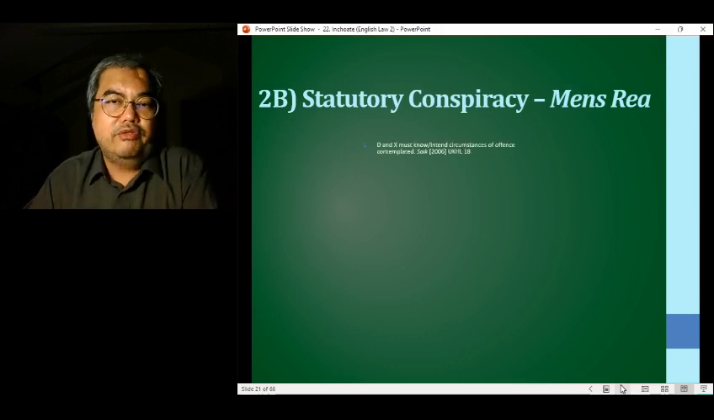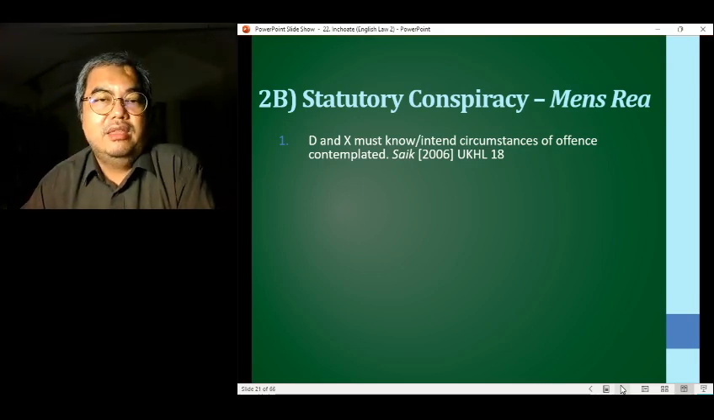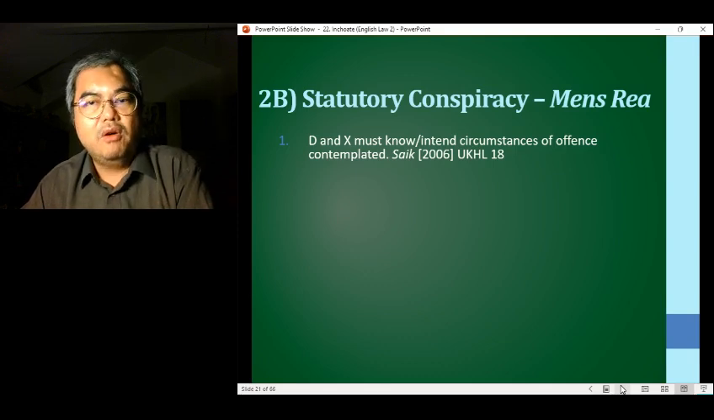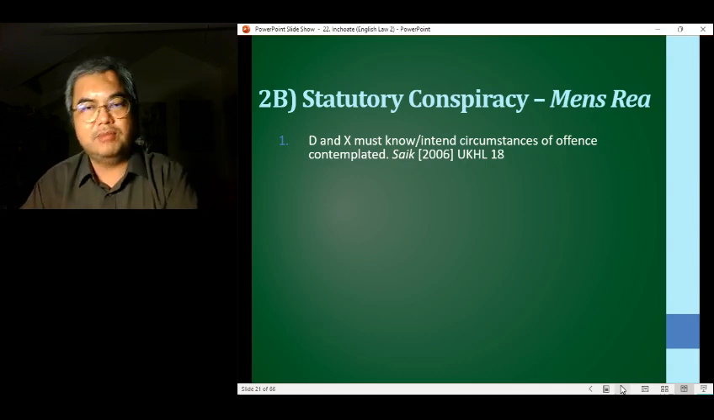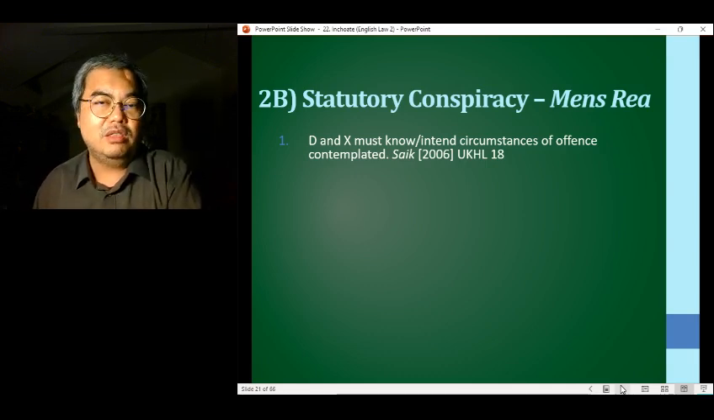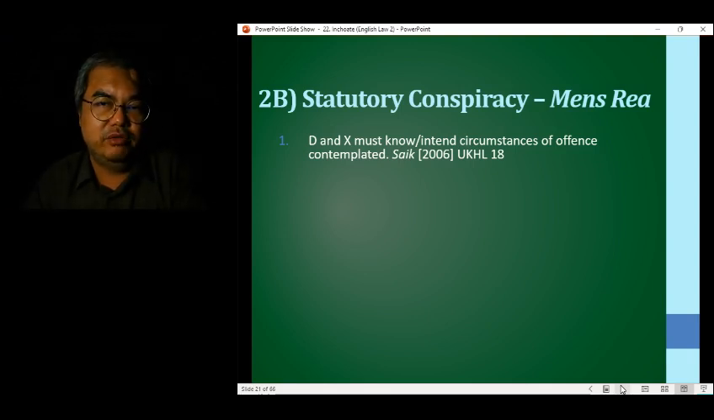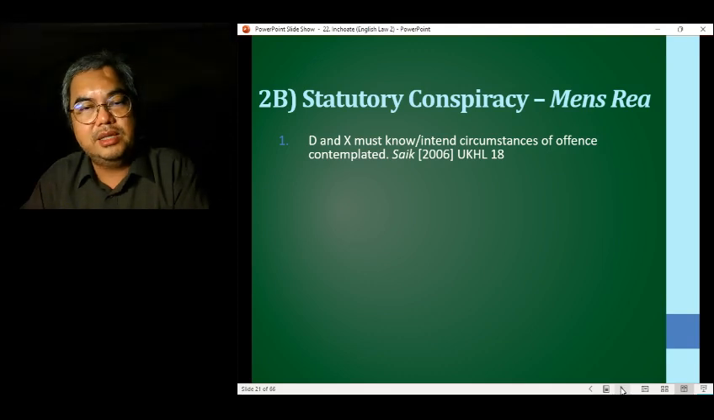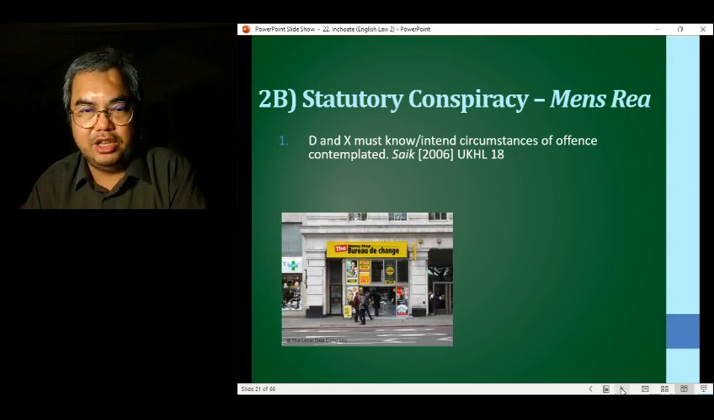Now, as for the mens rea for the offense of statutory conspiracy, we look at case law, and in the case of Siracusa, the defendant and the conspirator must know or intend the circumstances of the offense contemplated. So you agree to do something which may amount to a crime, but not only that, you must also know about the circumstances, or at least intend the circumstances of the offense contemplated. What happened in this case was that the defendant owned a money changing store. So he runs a money changing business.